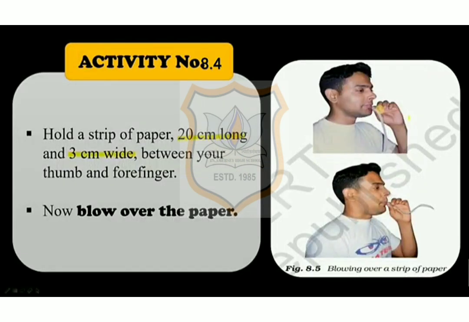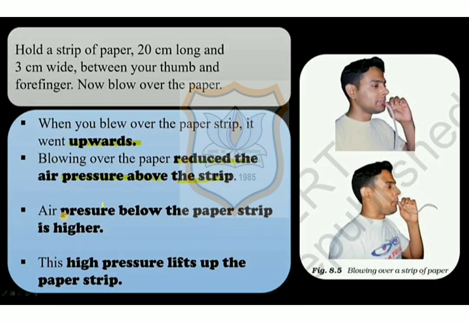Now we will discuss the next activity, that is 8.4. Hold a strip of paper 20 cm long and 3 cm wide between your thumb and forefinger. Now blow over the paper. Students, you can see in the picture. You will observe that the paper strip gets lifted up.